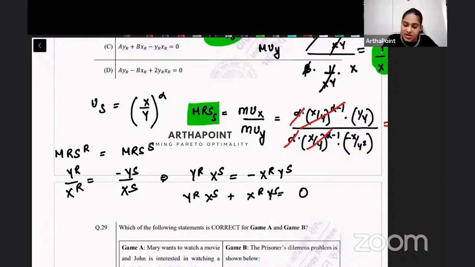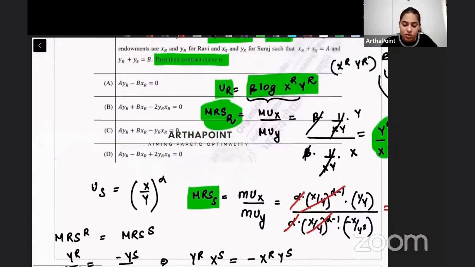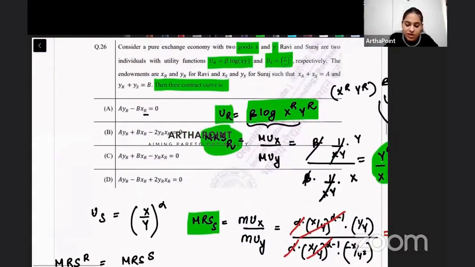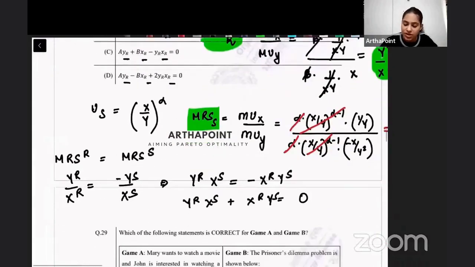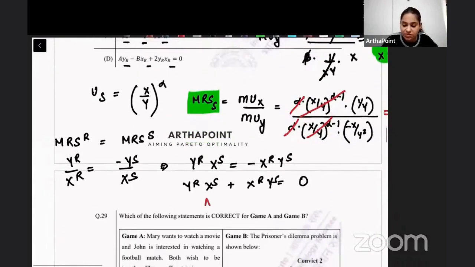Now, once you have solved this, you have to just write everything in terms of R. If you see the options, it is in terms of individual R. S is nowhere there. So I have to just make sure that this S is removed from everywhere. We can easily do that. How will we do that? If you go ahead and see, we know that XR plus XS is A. So instead of XS, I can write A minus XR.